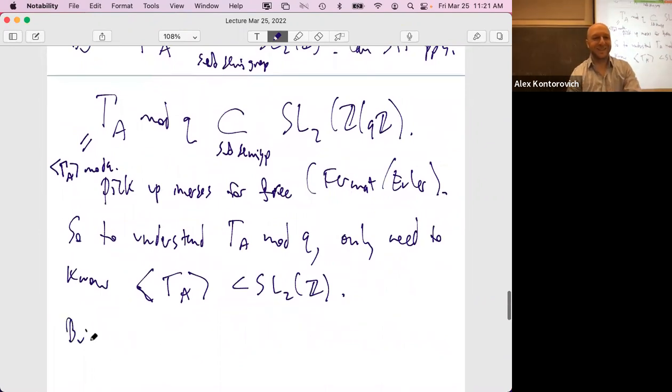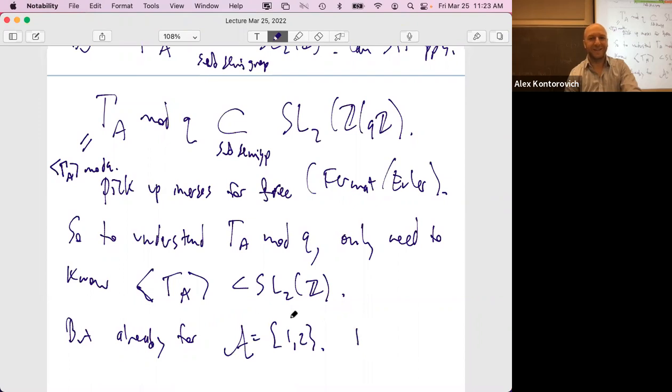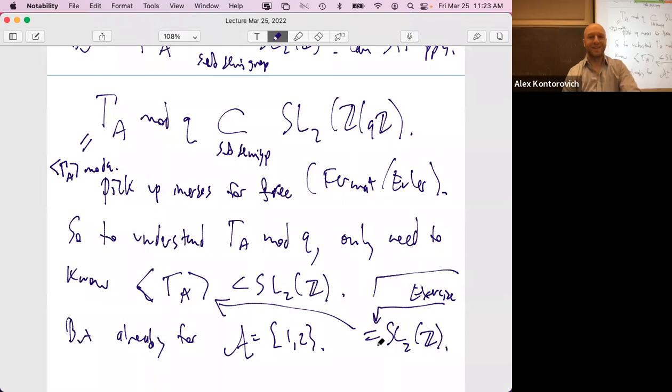But already for A equals, let's make it in terms of alphabets, if the alphabet is equal to 1 and 2, in other words, if A is equal to 2, then this group is equal to SL2Z itself, when you add in the inverses of those matrices. Let's make this an exercise. This is a simple exercise. You actually get all of SL2. So of course, when you reduce mod Q, you're going to get all of SL2Q.